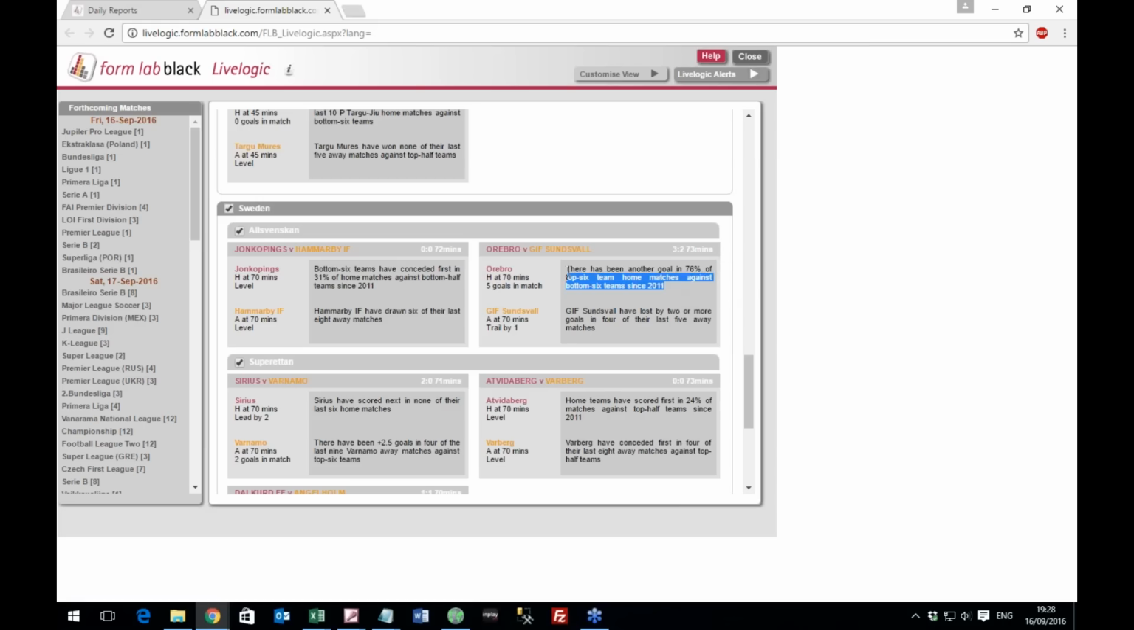We've got the top-all team stats to support it, but the stat below also supports it. Sundsvall have lost by 2 or more goals in 4 of their last 5 away matches when they've been in a situation like this, and that's trailing by 1 at 70 minutes. So we're looking now at 1.7 for another goal in the game. Looks like a very strong bet that we could have in play right now.